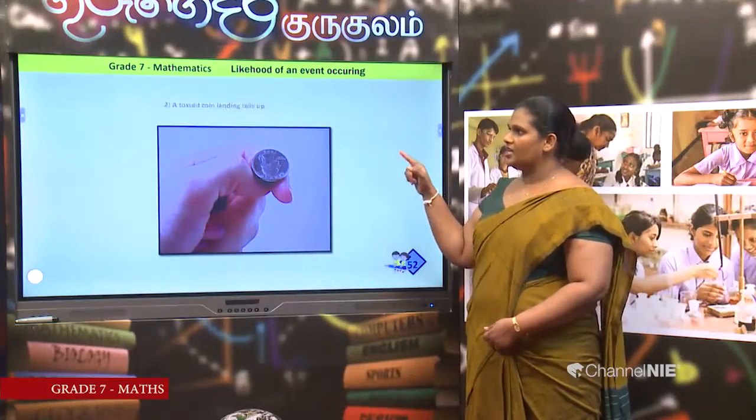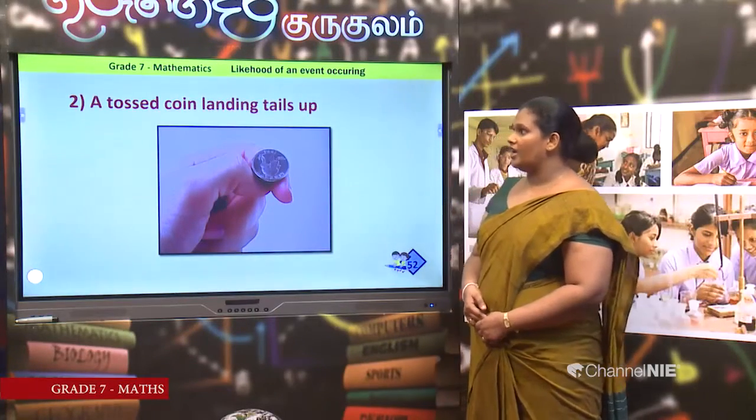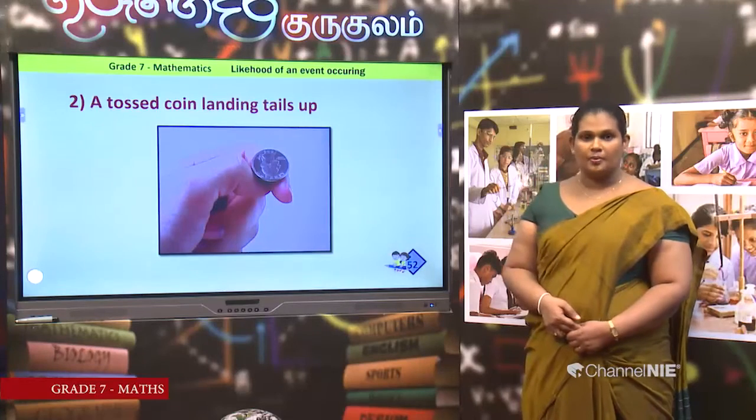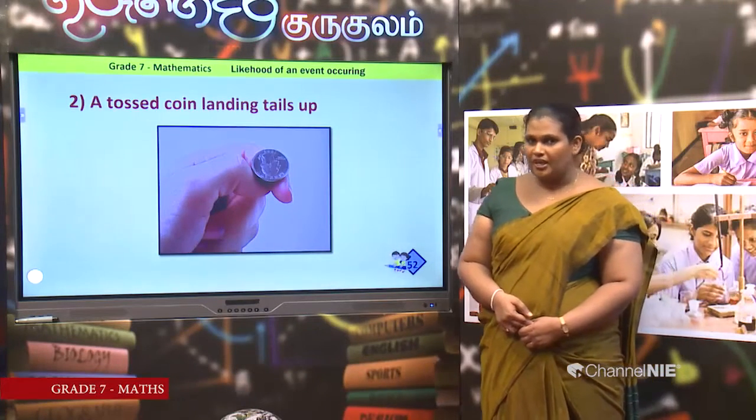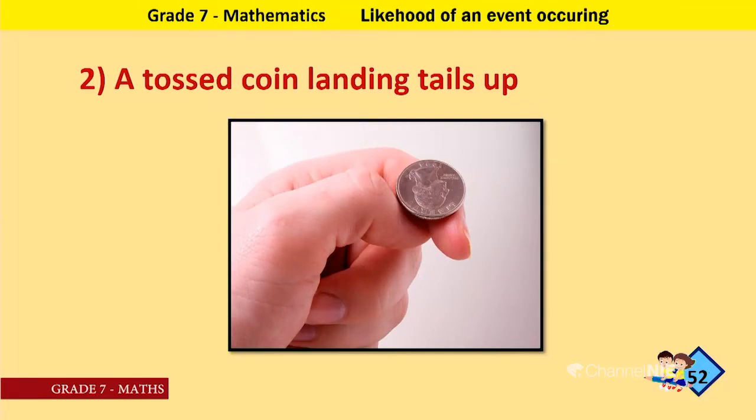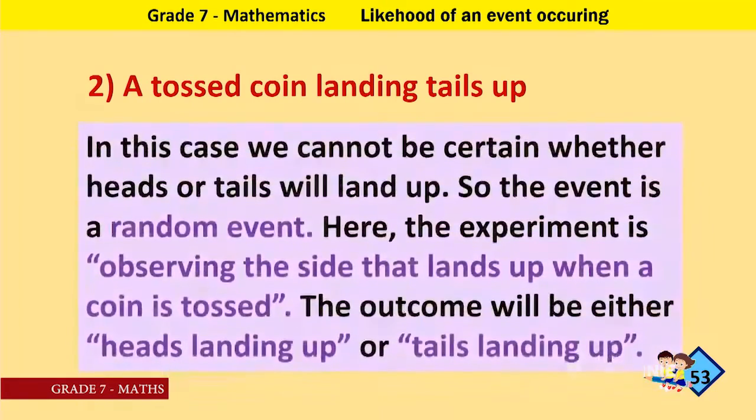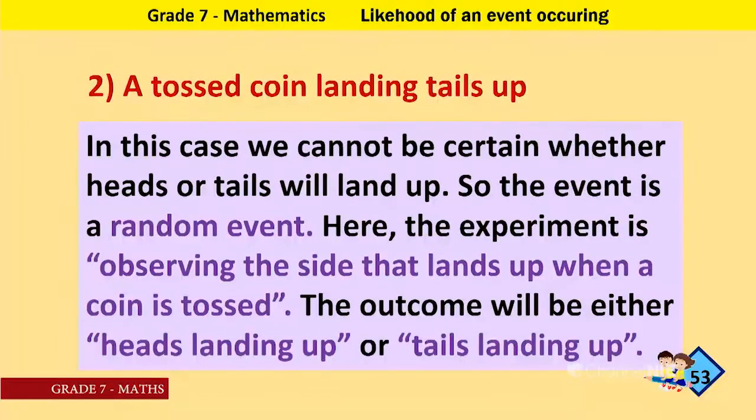Right, we will take another one. A tossed coin landing tails up. Once again, that is an event. So, we will break it into experiments and outcomes. Here the experiment is observing the side that lands up when a coin is tossed. So, the outcomes are head or tail.